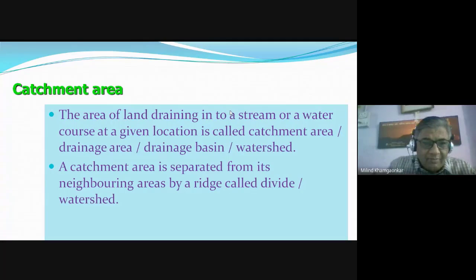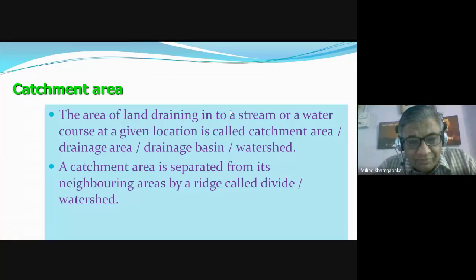Friends, you all are aware of one of the terms called the catchment area. The water, the precipitation after falling over the land, the part of the precipitation which falls over a certain area which supplies 100% water, that is the surface as well as the subsurface runoff, as well as the base flow, that is the groundwater flow, groundwater runoff. That part or that area which supplies water to a certain stream is called the catchment area.